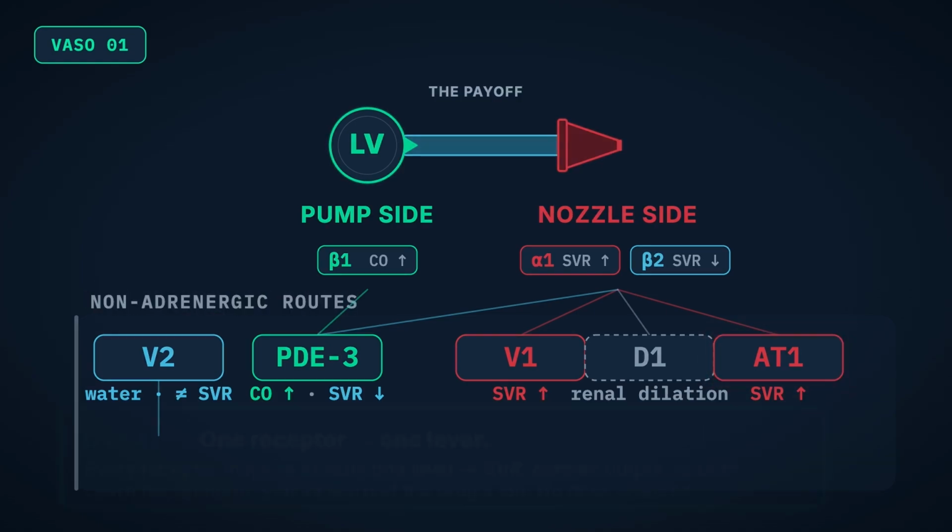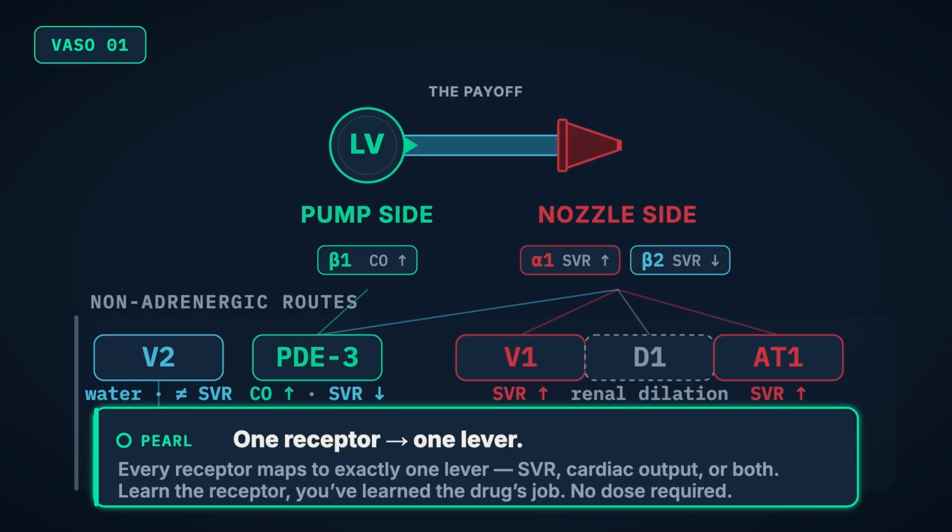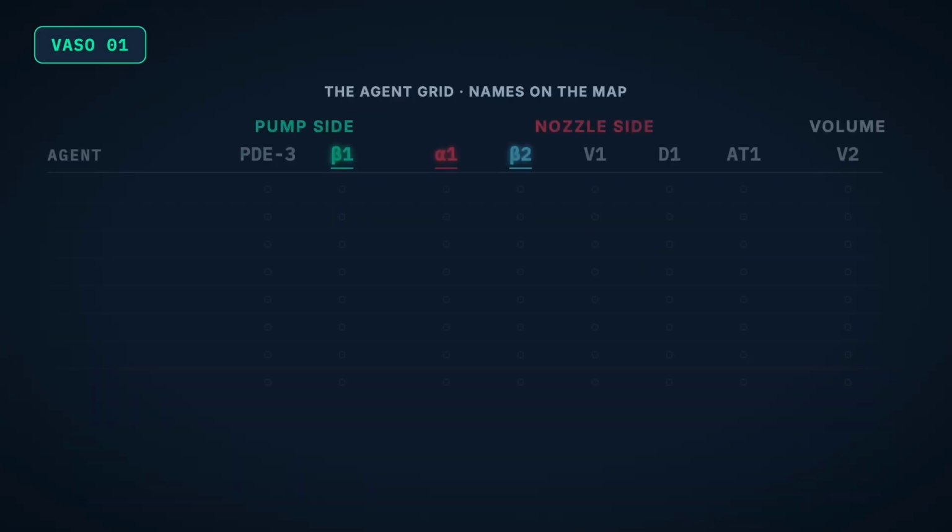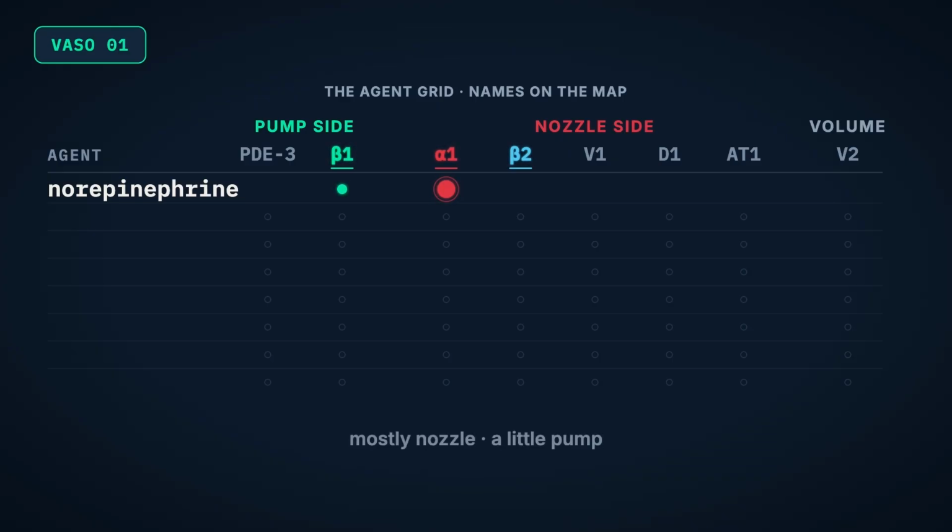Pearl: every one of these receptors maps to exactly one lever, SVR, cardiac output, or both. Learn the receptor, and you've learned the drug's job. No dose required. Put names on the map. Norepinephrine hits alpha-1 heavily and beta-1 modestly. Mostly nozzle, a little pump, and it's a first-line vasopressor in septic and other distributive shock.